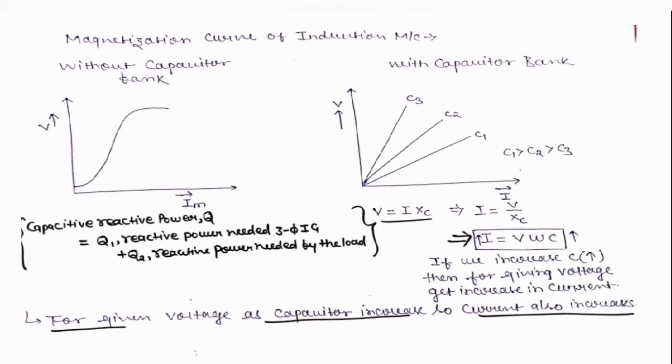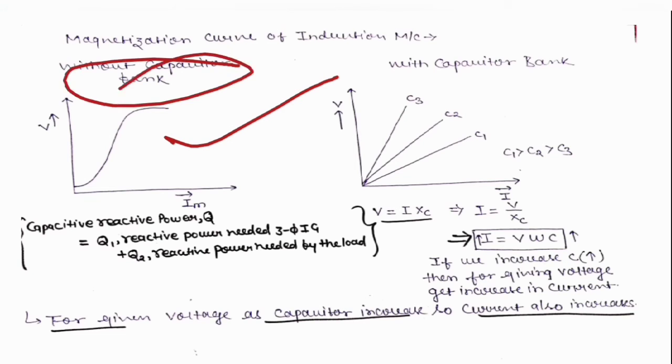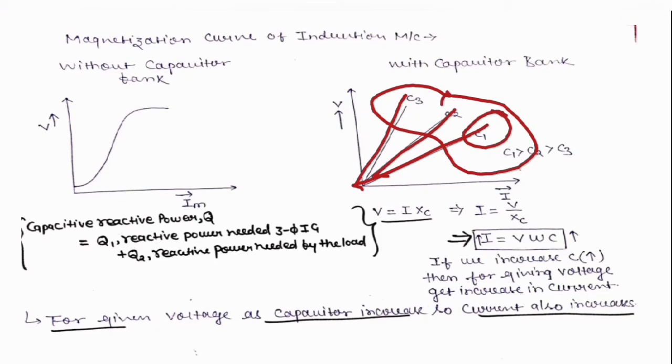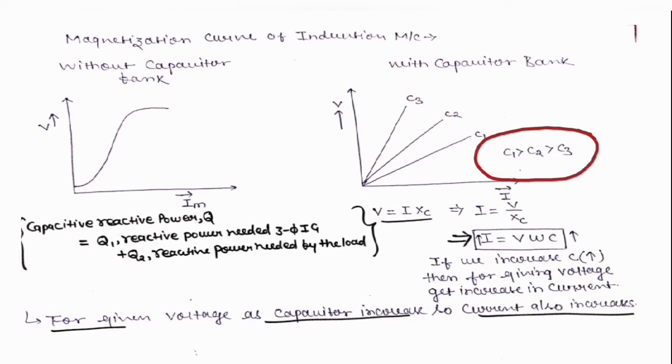So we know this is the magnetization curve, without using the capacitor bank. There is a variation you see in the magnetization; this is the residual flux. Due to the residual flux, a voltage is generated here, and at some point a saturation point comes, where the current is increasing but the voltage is almost constant. This is all about the magnetization curve. When you use the capacitor bank, you get a linear line. These are C1, C2, C3, where C1 is greater than C2, and C2 is greater than C3. We connect these capacitors for giving the reactive power.